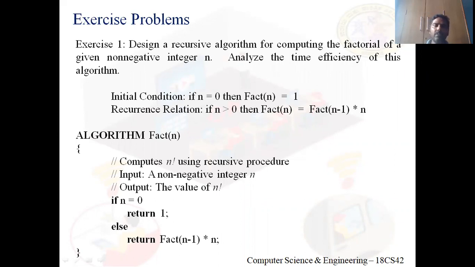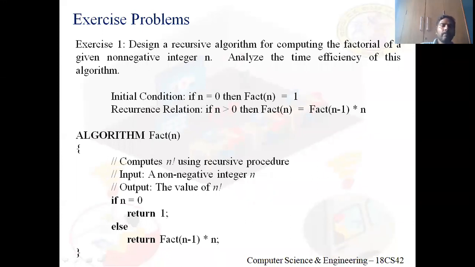This is our solution for the factorial. Now I have designed an algorithm, and next I need to analyze how efficient my algorithm is. In general, the plan has 5 steps. What is the first step? Identify the parameter that acts as the size. And what is that parameter here? It's nothing but n. Clear? First step is clear. Parameter n acts as the size.